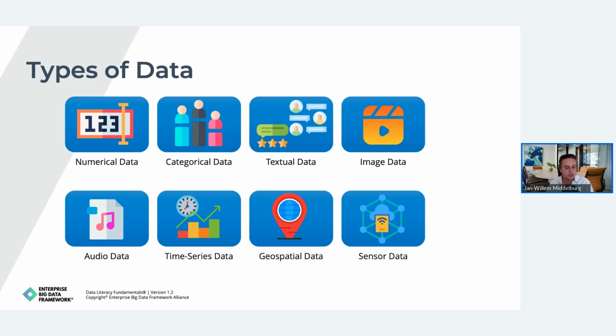Geospatial data is used in order to understand where we are, to use maps, or to get around. And sensory data is all the data that we collect from the internet. Now, why is this relevant?